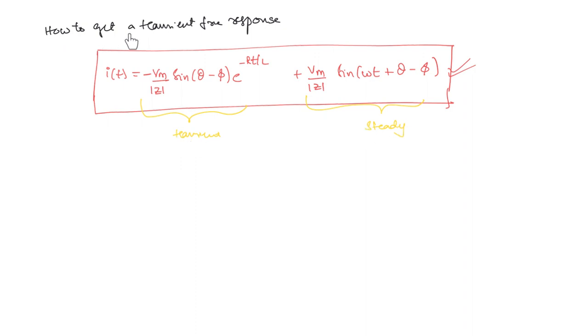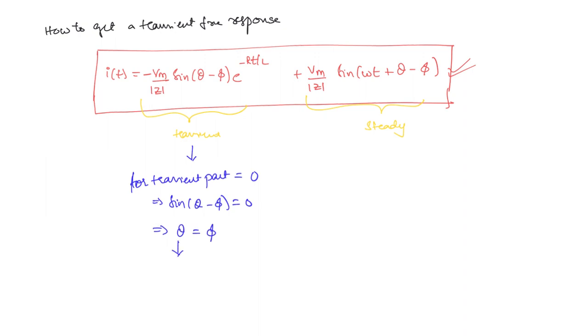Now what do we want? How to get a transient free response? That means this term should be equal to 0. The exponential cannot become 0; at t equal to 0 it is simply 1. Then Vm by Z cannot be 0. The only thing which can be 0 is sine theta minus phi. And when will sine theta minus phi be 0? When theta is equal to phi. For the transient part to be 0, sine theta minus phi is equal to 0.